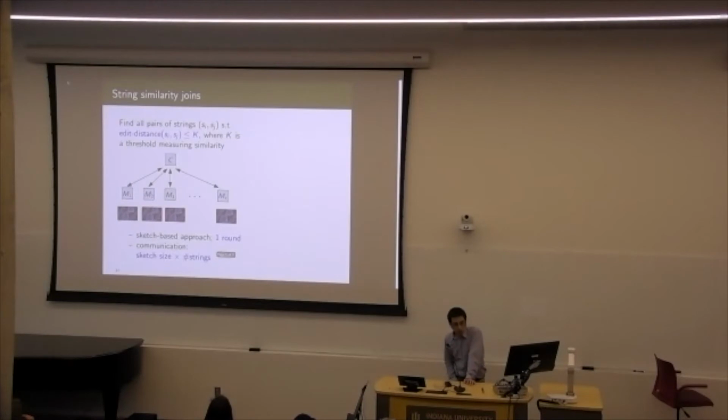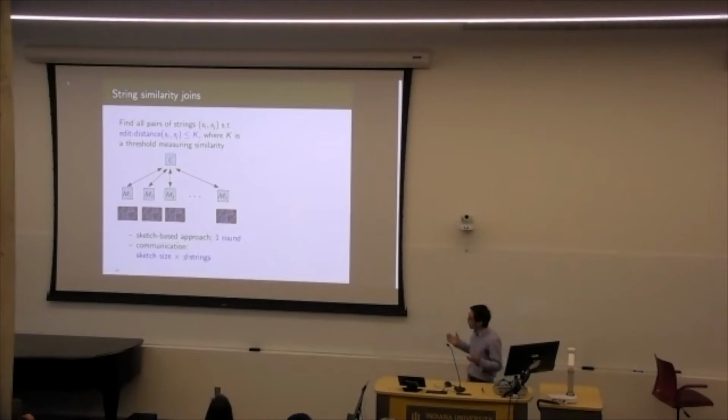Okay, so the string similarity join problem is like this. The input is just a set of strings. They are stored across those machines, and we want to find all those pairs that are similar. Similar means their edit distance is at most k. K is some parameter. Okay?